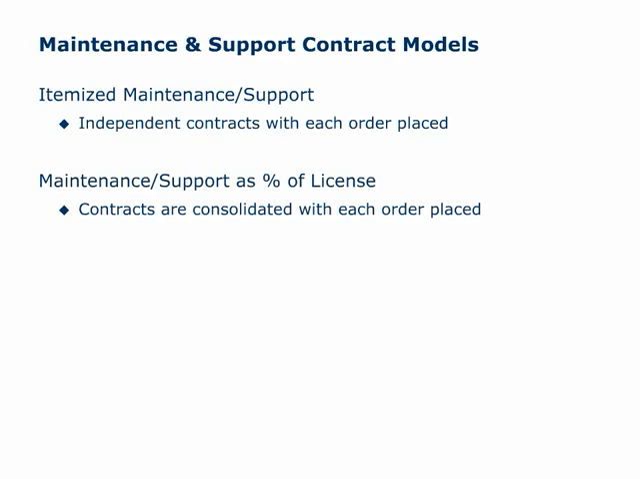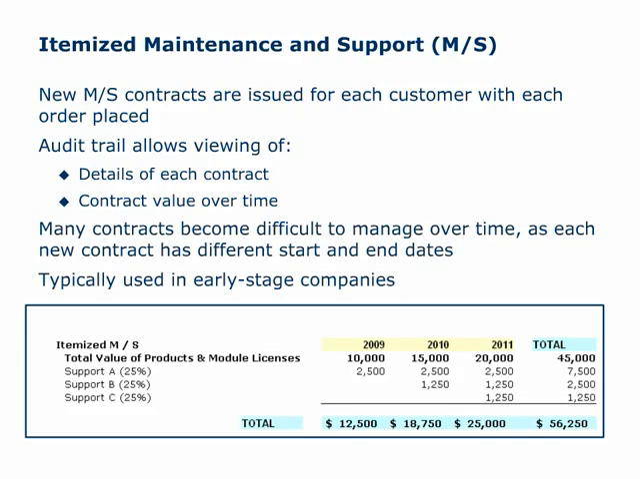The main difference between itemized and percentage of license maintenance and support contracts is how the contract is managed. With the itemized model, independent contracts are maintained when each order is placed. With the percentage of license model, contracts are consolidated with each order placed. Let's look at each in detail.